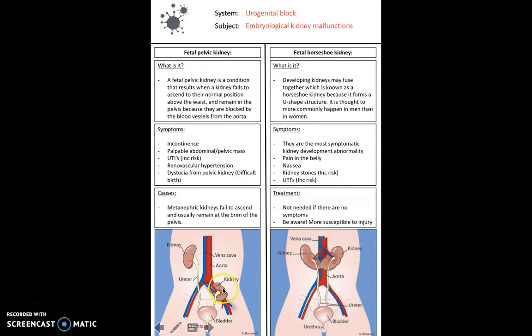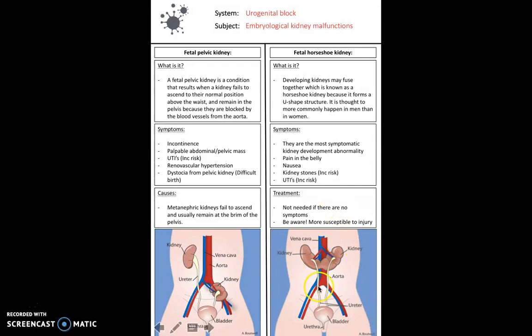So as you can see here, the kidney is not ascended as far as it should do due to being blocked by those blood vessels. And here this is an evidence of a horseshoe kidney, due to the fact it forms a U shape when both kidneys fuse together. This more commonly happens in men than it does in women.